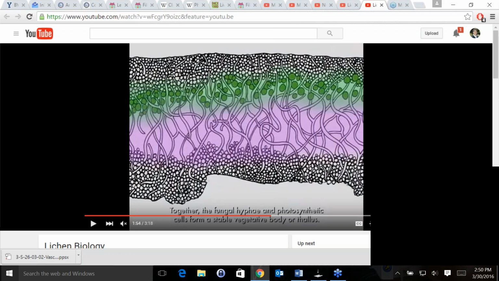Here you see the structure of the lichen. You have a cortex of fungal filaments, and then a spongy area, and then you have all the photosynthesizing cells up here, and then another cortex of fungus that attaches to the rock or whatever substrate it is. That is called the thallus, this part.